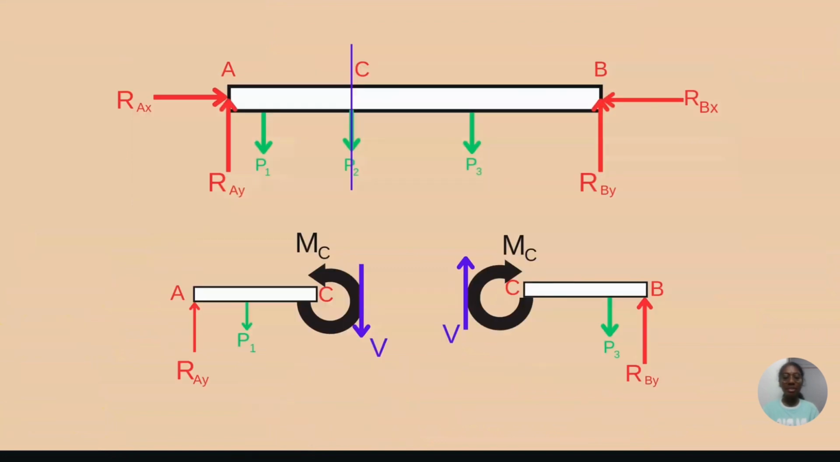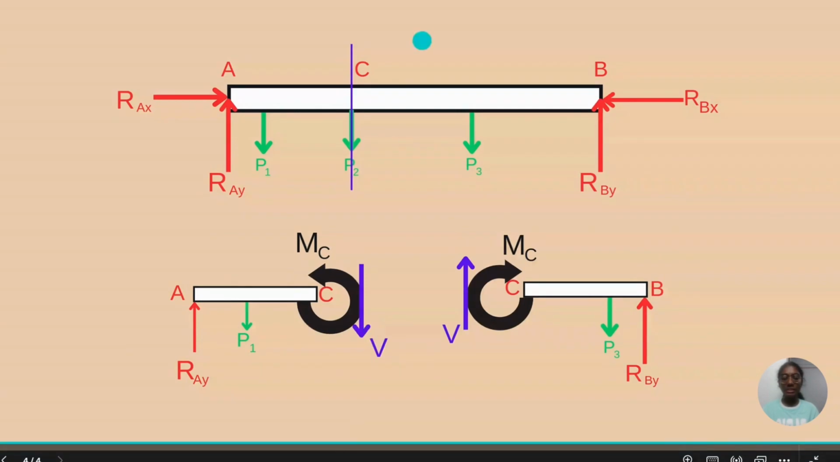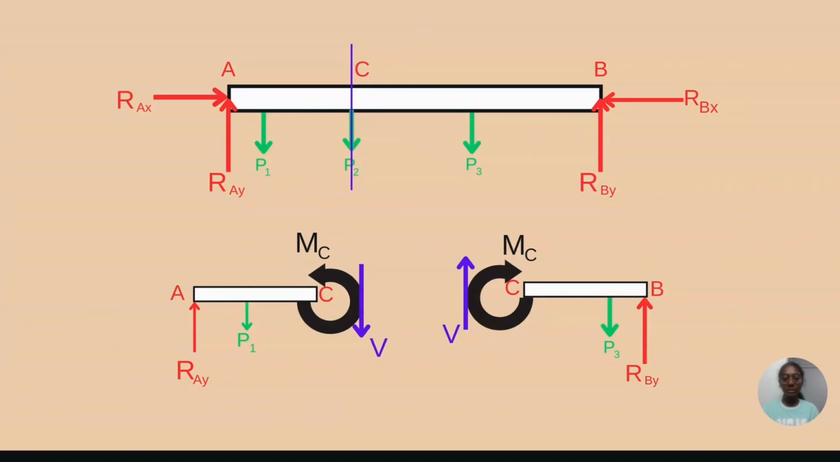If we take a cross section at P2 and separate the body, there will be shearing force. V will be going in opposite directions. For one body, V goes upward and for the other body V goes downward, so that when we join the bodies back, the summation of V force will be 0.